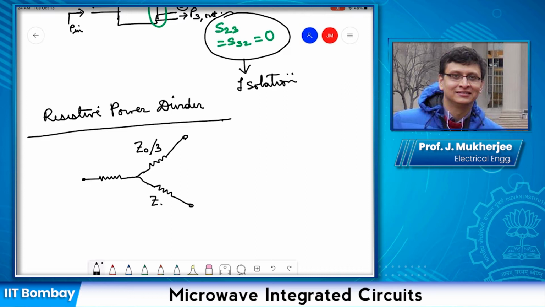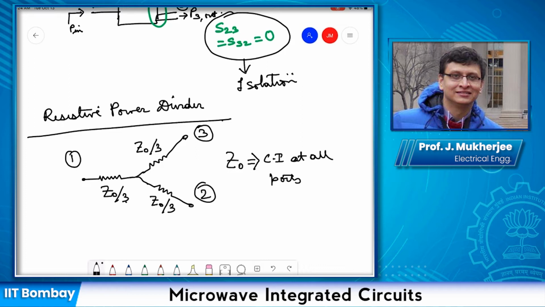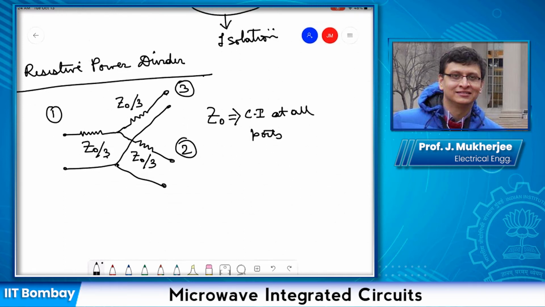Say Z0 is our characteristic impedance at all the ports. This is my port 1, this is port 3, and this is port 2, and I can further connect the other terminal of the transmission line. So now from this circuit, it should be clear that all the ports are matched to Z0, and the input impedance at all the ports when a matched load is connected at the other two ports is Z0.